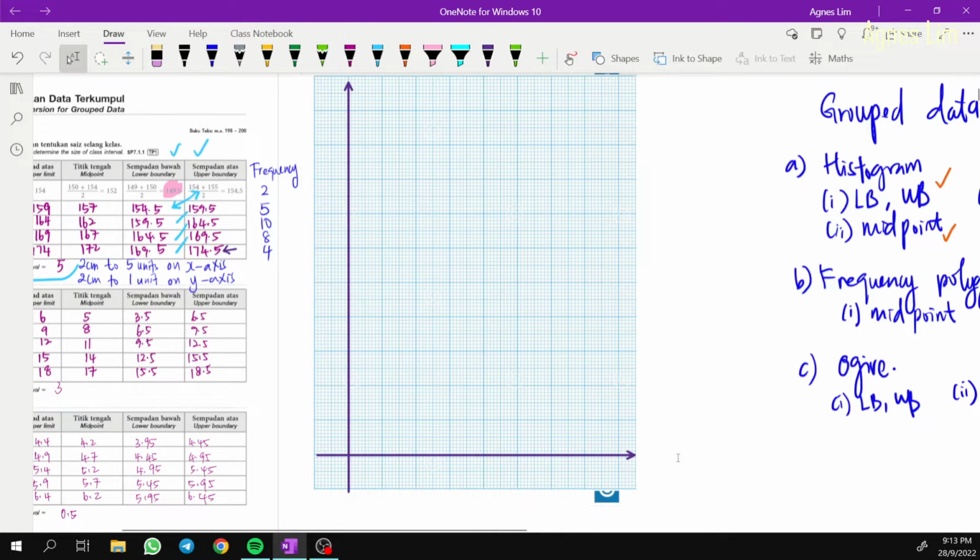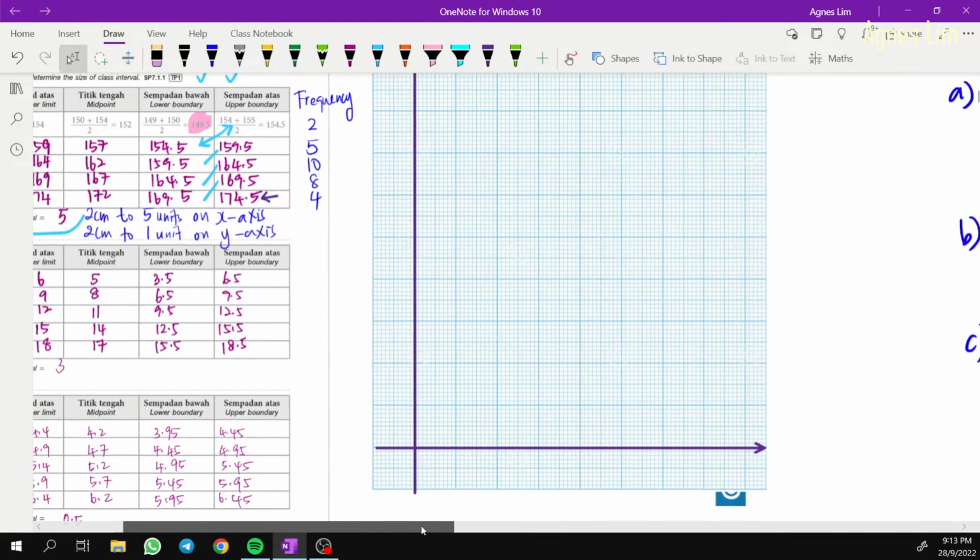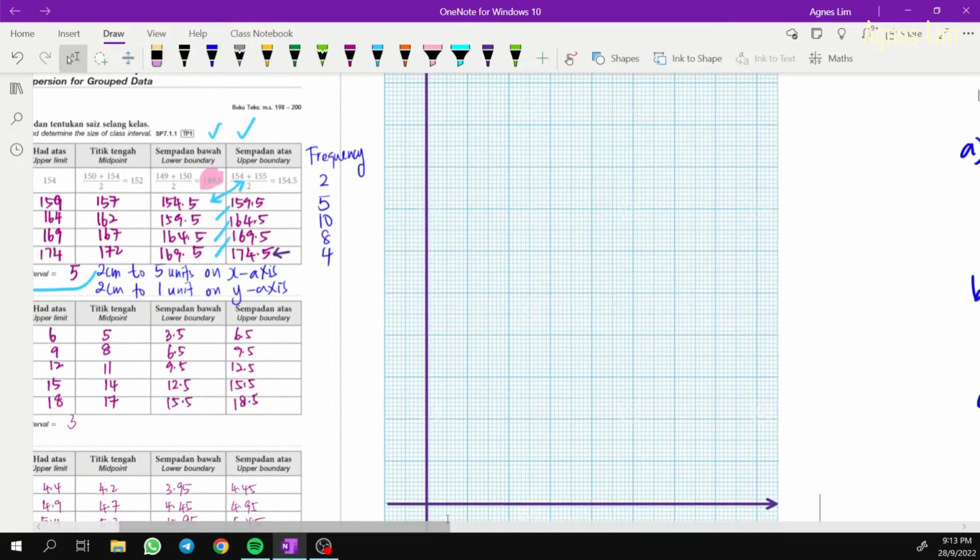Alright, so now we have our x and our y-axis done. So we're going to use the given scale. Let's do the y-axis first. So 2 centimeter to 1 unit. If we still don't know how to do it, you better do revision.